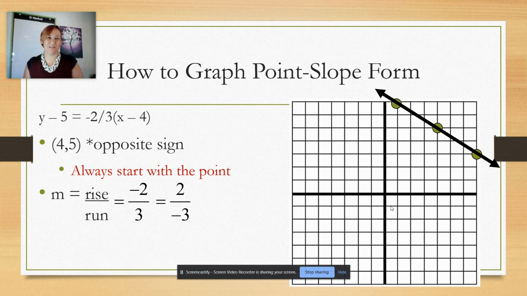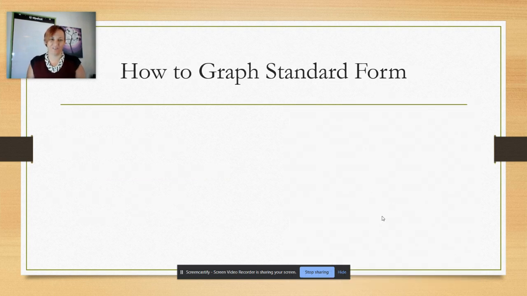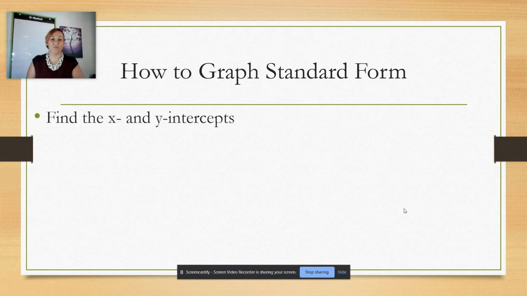We've got one more type of linear equation, and that is standard form. Now, standard form doesn't have a point and a slope or an intercept or anything like that, right? We call it standard because it just looks pretty. And so for standard form, we're going to have to do a little bit of math to find some points to graph. Specifically, we're going to be finding the x and y intercepts.